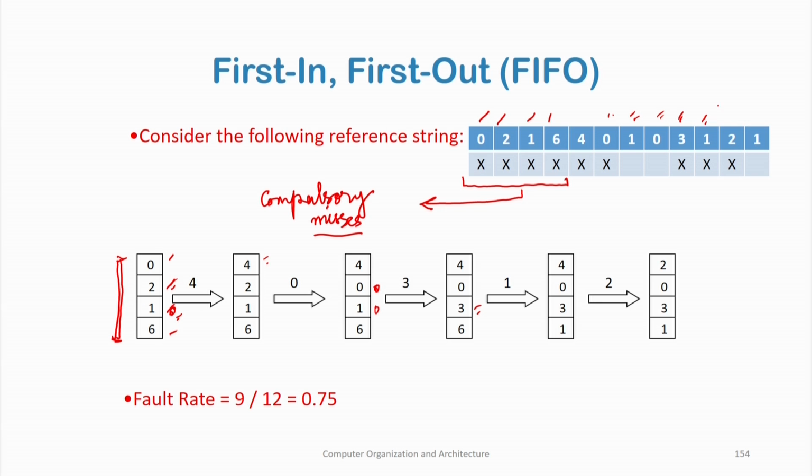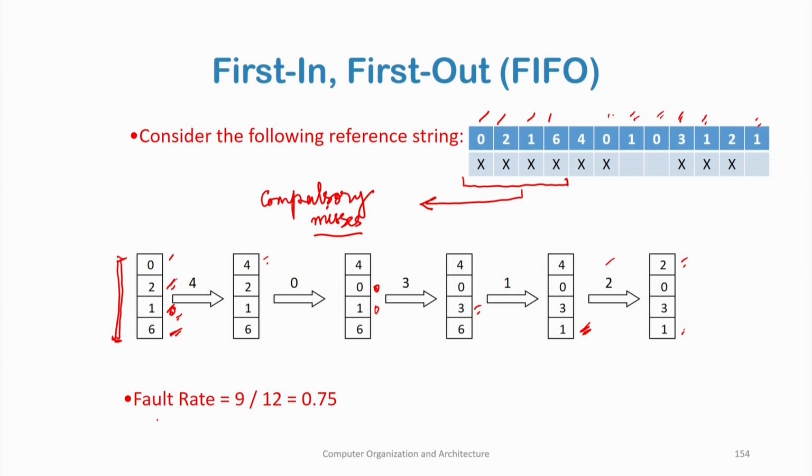Now, 1 is accessed again. 1 is currently not there in physical memory, because 3 just replaced 1. So, 1 incurs a miss again. Whom does 1 replace? 1 replaces 6. Now, 2 is accessed, and 2 is currently not there in physical memory. So, 2 replaces 4, because 4 is now the oldest, and then 1 is there in physical memory.